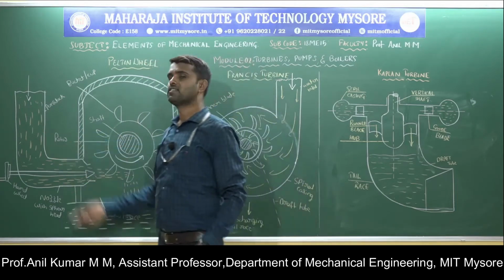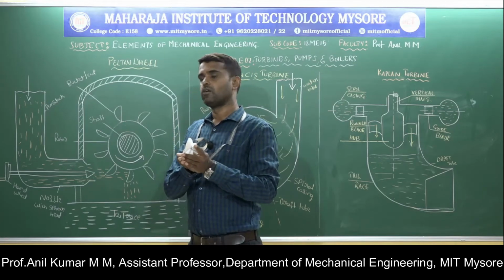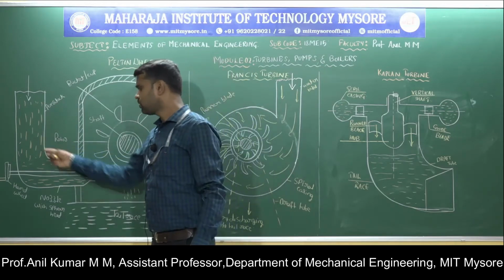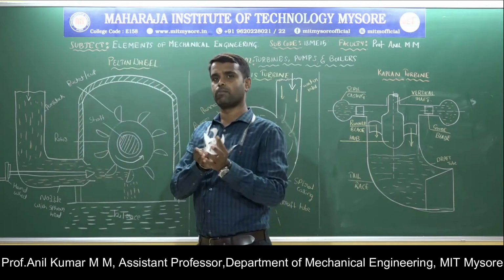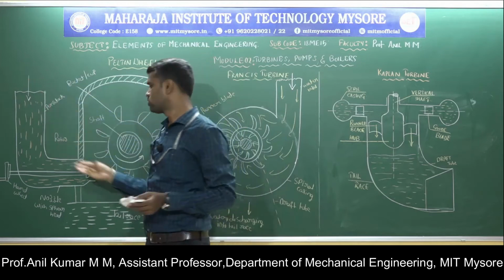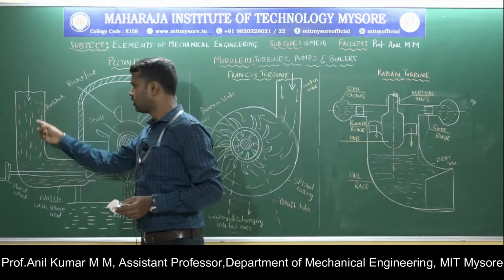The nozzle is nothing but a passage having varying cross sectional area, and it is attached to the penstock. The penstock is a pipeline that connects the water resources to the turbine casing. So the nozzle is attached to the penstock.